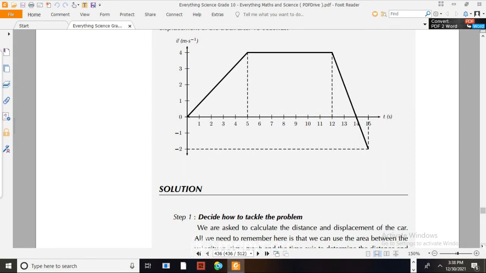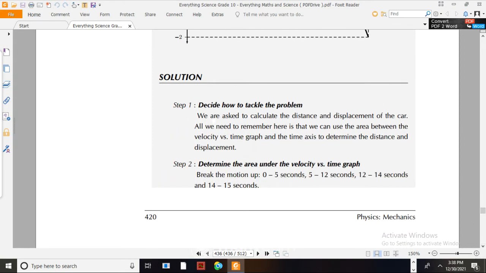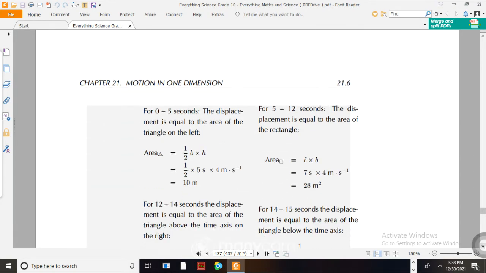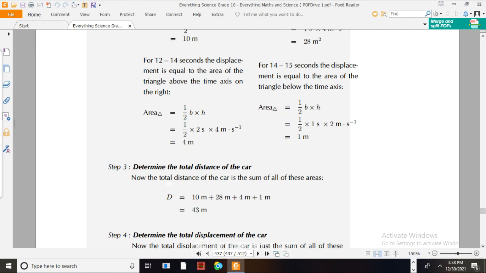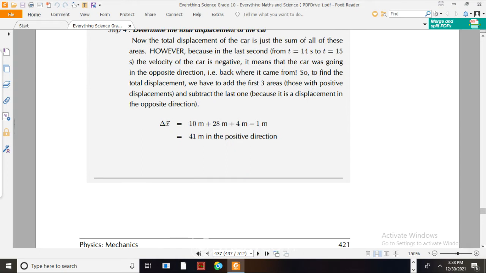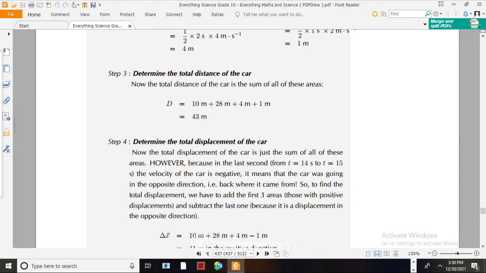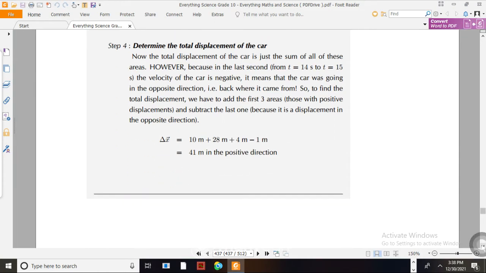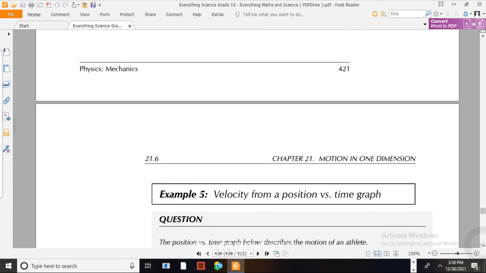And so let us do the solution. Step 1, decide how to tackle the problem. Step 2, determine the area under the velocity versus time graph. Step 3, determine the total distance of the car. Step 4, determine the total displacement of the car.